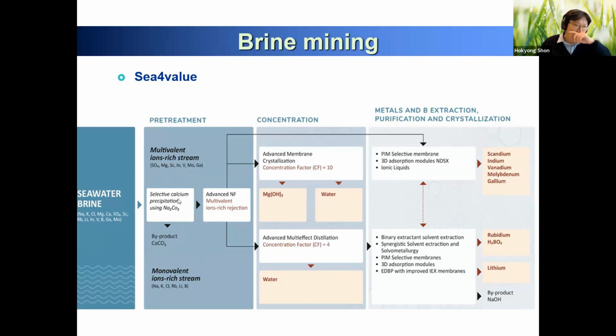this can be followed by calcium precipitation using sodium carbonate to produce calcium carbonate, and then the divalent ions are rejected by the nanofiltration membrane. So monovalent ions can pass through. And then you also have highly concentrated multivalent ions, magnesium hydroxide, and some water can be produced.